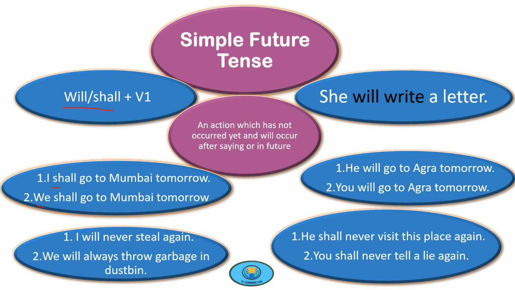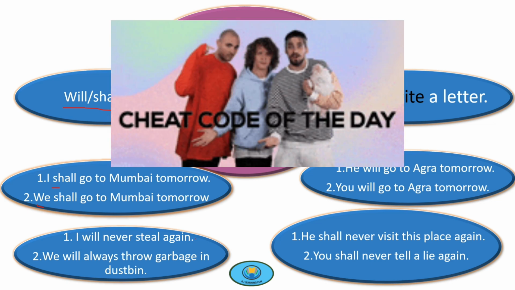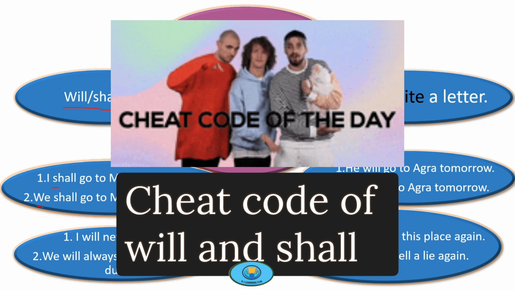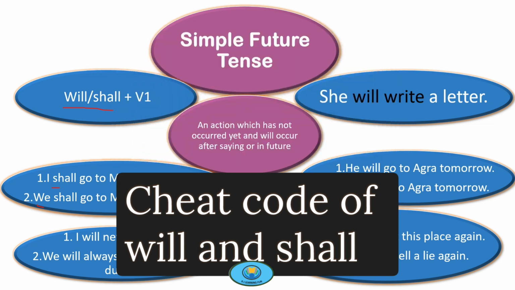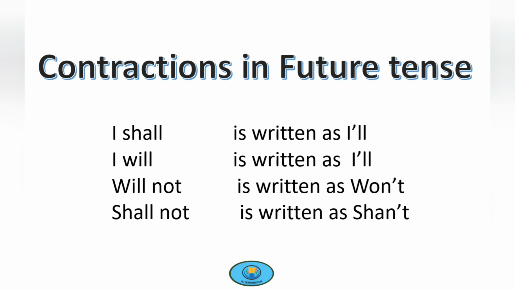But don't be confused between will and shall. In general speaking, there is hardly any difference between shall and will, and nowadays we use will with all the subjects. A cheat code, contractions in future tense. To save you from deciding whether to use will or shall, you can use the short form of shall and will, which is apostrophe and double L. So I shall will also be written as I'll, and I will also be written as I'll. Will not, when contracted, is written as won't, and shall not is written as shan't.